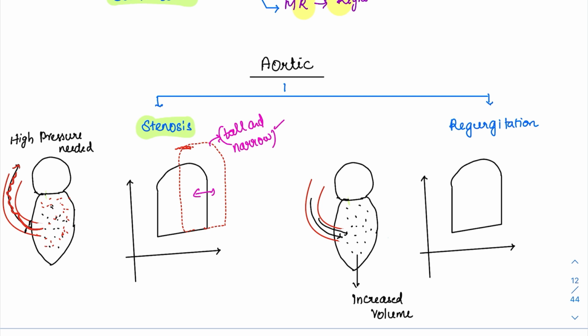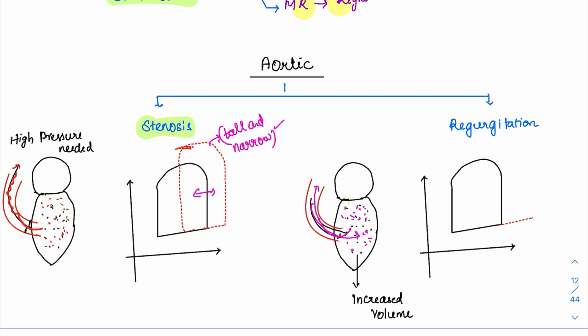What is happening in regurgitation? In regurgitation, we are trying to push the blood, but again it is coming back. So what will happen to the volume here? Obviously, the volume will be more in case of a regurgitation, because whatever blood I am throwing into the aorta is coming back again and again. So the volume increase will be a little higher in comparison to that of the stenosis. So there will be a huge volume increase.